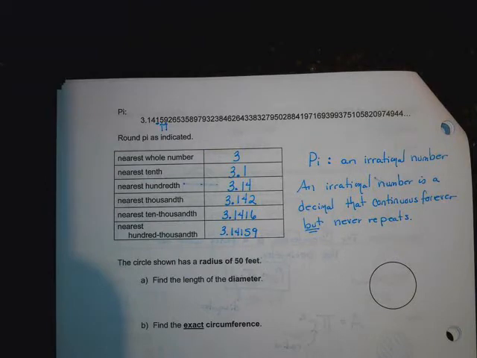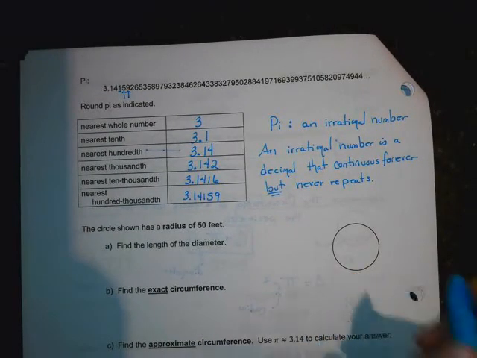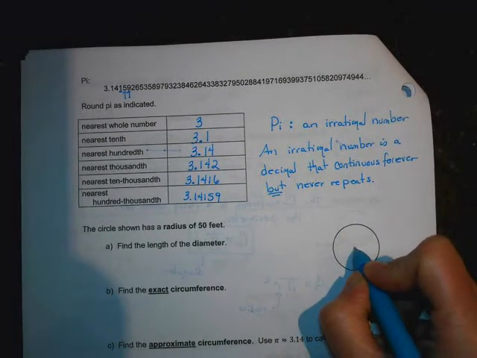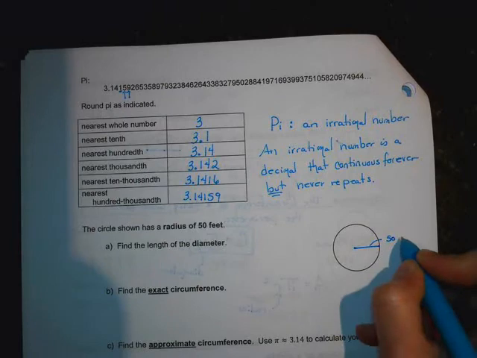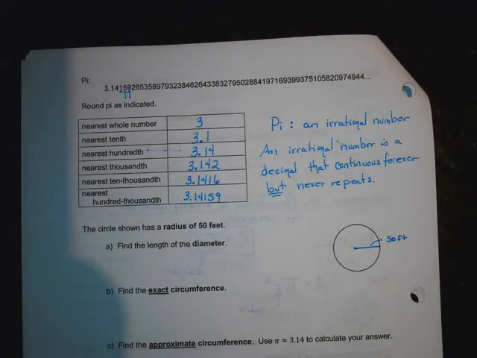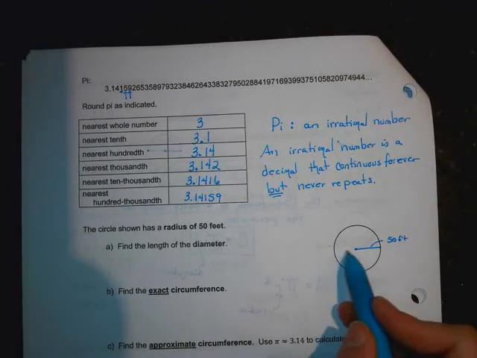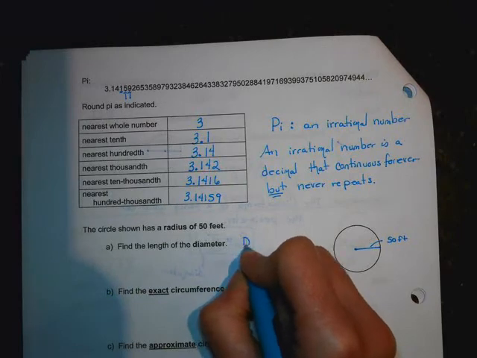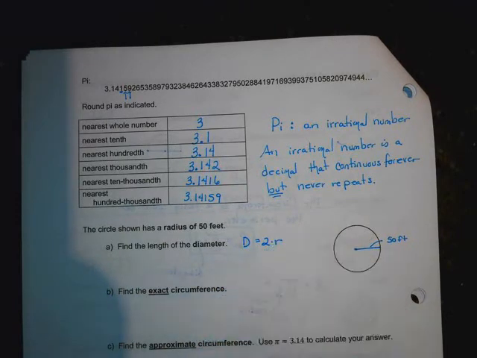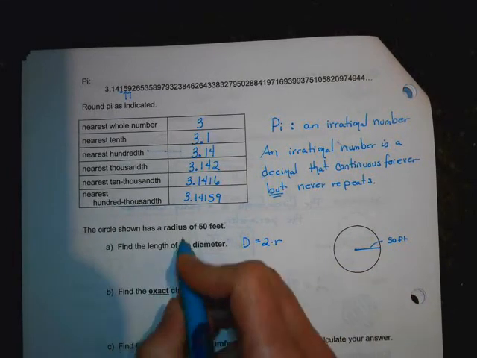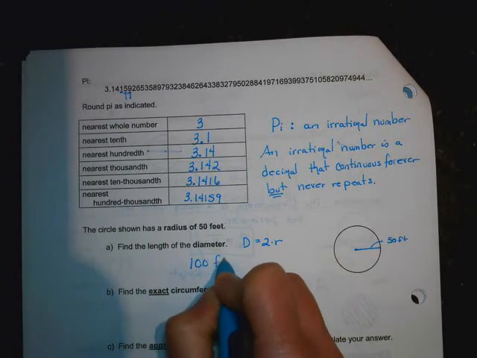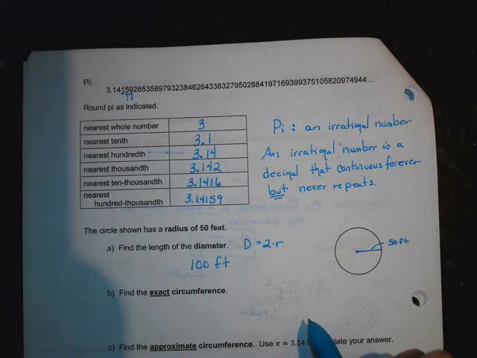So let's play with the circumference, okay? So if this circle shown has a radius of 50, let's draw in the radius. So the radius is 50 feet. The way that the radius and the diameter are related is that the diameter is twice the radius. So you need 2 radiuses to make a diameter. So does it make sense that the diameter would be 100 feet then? It would be 50 and then another 50?